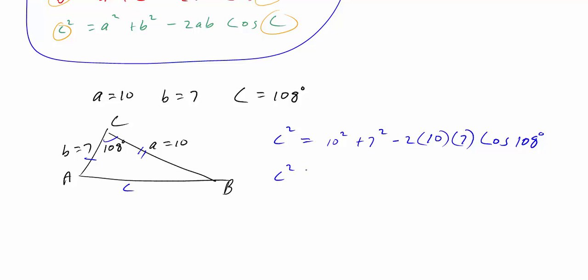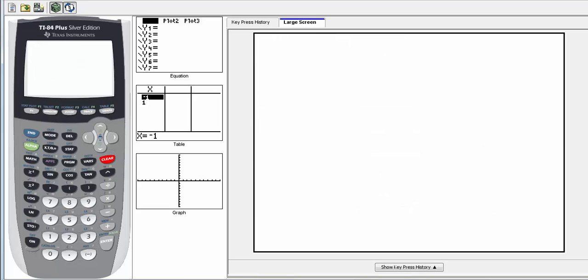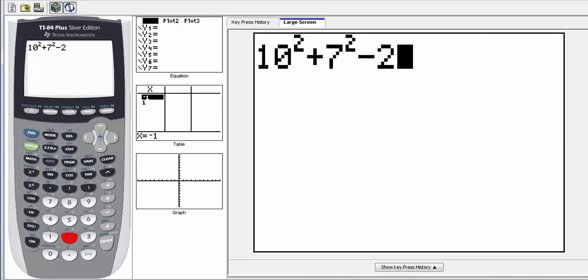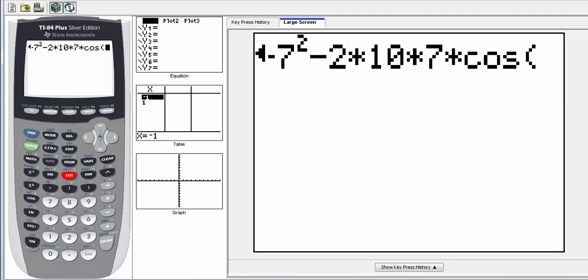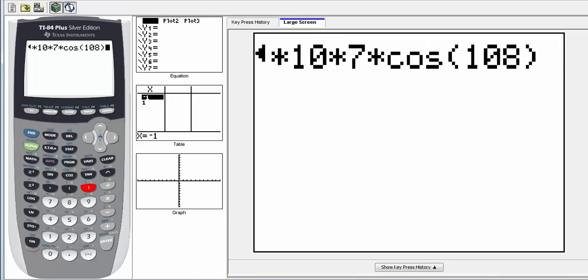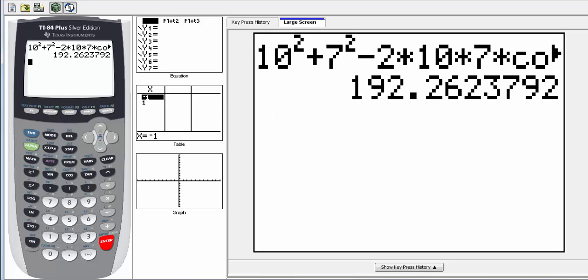And at this point, we could simply go to the calculator and enter all this in. So we would have 10 squared plus 7 squared minus 2 times 10 times 7, and then that's going to be multiplied by the cosine of 108 degrees. And if we hit enter, we get 192.26.